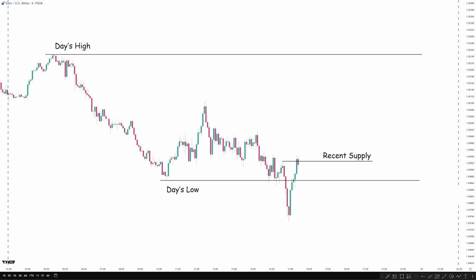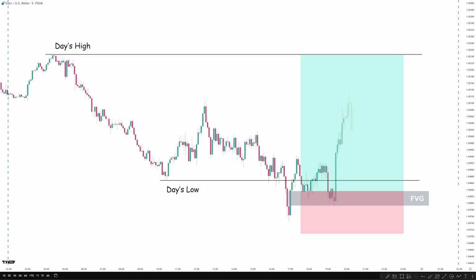The latest move has created a fair value gap, which will act as a demand zone if the price returns to it. So, we'll set a buy limit at the start of this zone and place our stop loss below the swing low. For profit targets, we'll aim for key resistance levels ahead of the price.